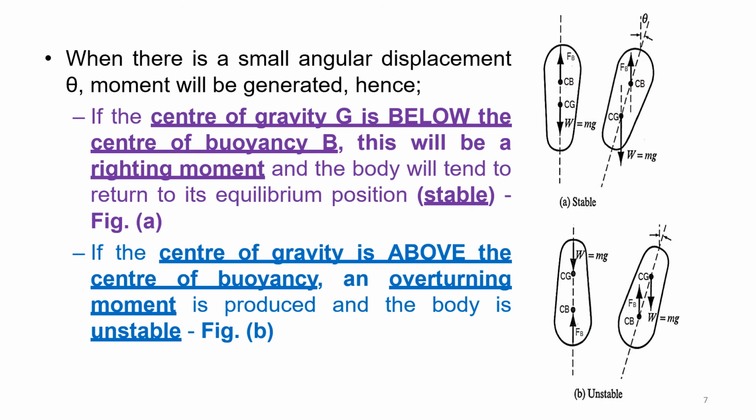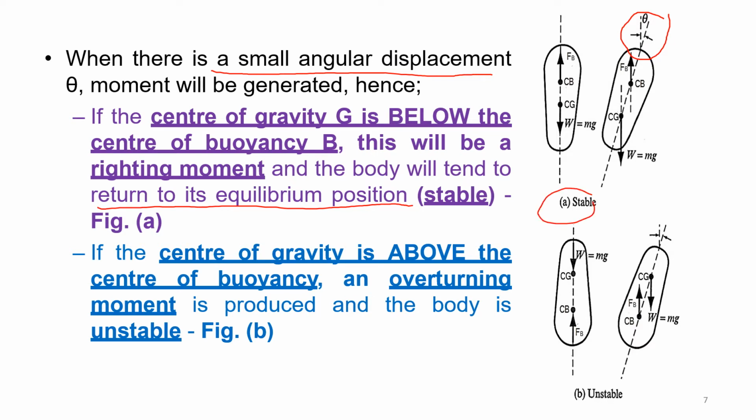Another condition is when there is a small angular displacement. So kat sini ada a few change of angle. We have two conditions. If the center of gravity is below the center of buoyancy, so CB is upper, CG is below, it means the body will tend to return to its equilibrium position, and we consider it stable.